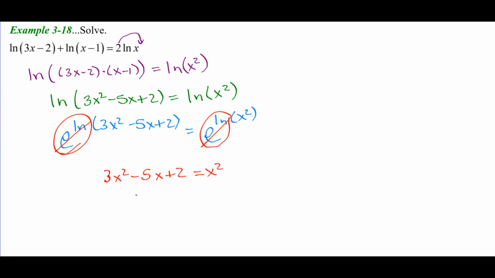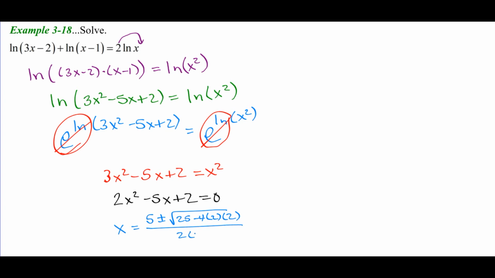So I'm going to get this as a quadratic. I'm going to get everything on one side of the equal sign. So 2x squared minus 5x plus 2 is going to be equal to 0, and then we can solve this however we want using our procedures for solving quadratics. So if we use the quadratic formula, we're going to get 5 plus or minus the square root of 25 minus 4 times 2 over 2 times 2. From that we get 2 or 1/2.